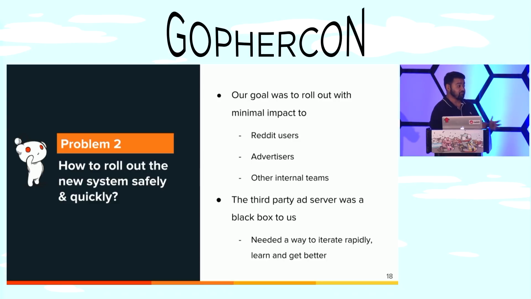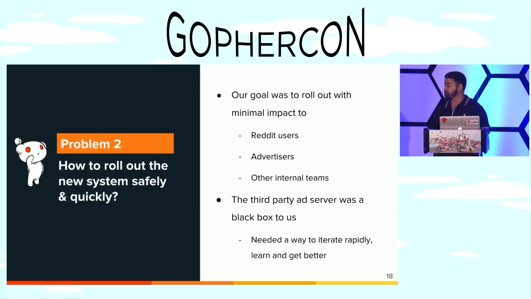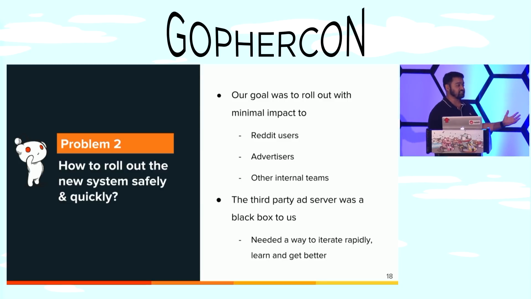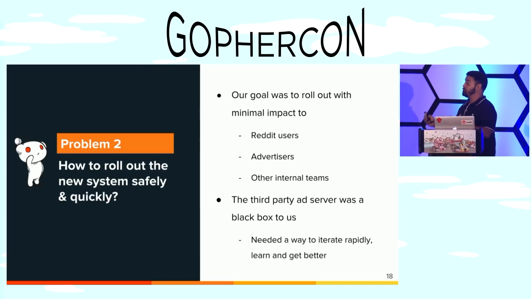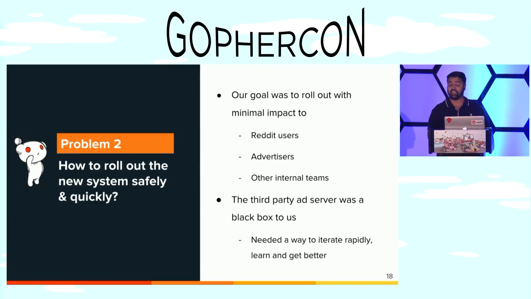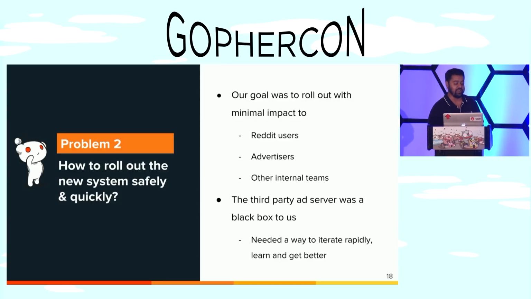So that brings us to the next problem that we had. Now that we've figured out that we're going to use GoKit to make production services, how are we going to roll this system out in a safe way, and how are we going to do it quickly? We needed to do it quickly for various business reasons. We had deadlines, and our main goal was to minimize the impact on Reddit users. People who come to Reddit for the content, we do not want them to suffer because we are switching our ads backend. We also did not want to cause any issues with our advertisers who are already spending money on that platform. We already had a bunch of advertisers who were using it. And then we had other internal teams who relied on us.